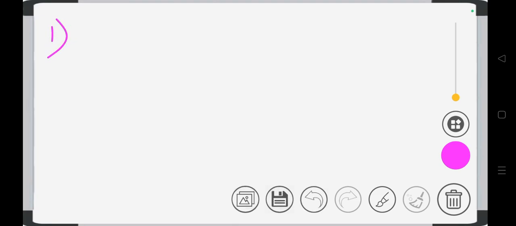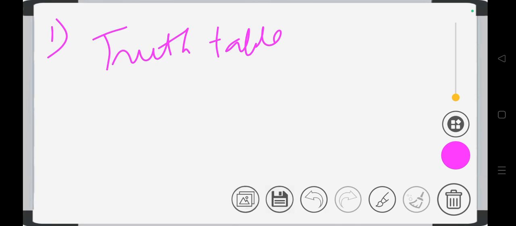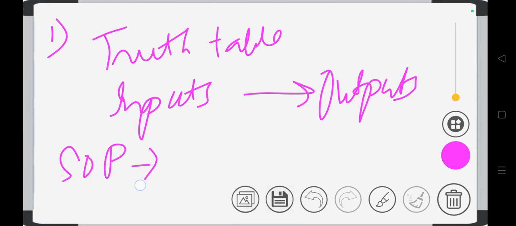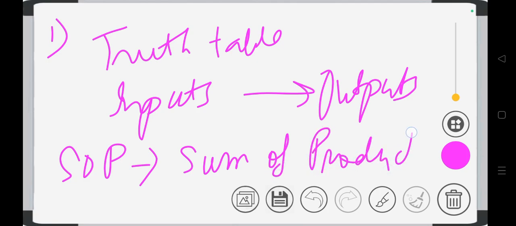So firstly, what we have to do at the end is we have to form a truth table, guys, and then we have been given some inputs, we have to form some outputs, and we have to form a SOP expression out of this problem. And SOP means, I hope most of you are aware of this, SOP is called sum of products expressions. It is also called an expression of min terms.